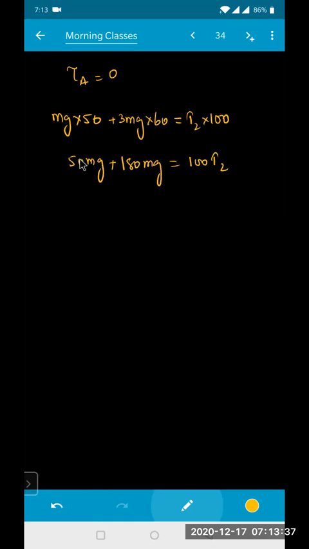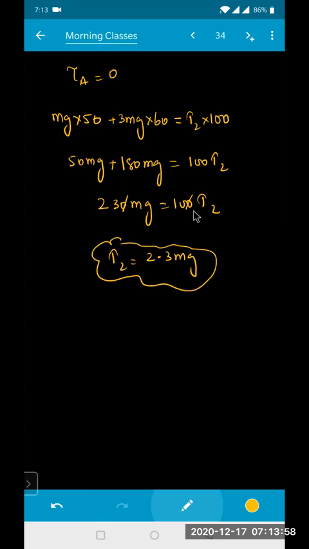So ఇదెంత అవుతుందండి? 180 plus 50 ఎంత? 230 mg. That is equal to 100 T2. The zeros cancel, so T2 will be equal to 2.3 mg. ఈ 10 ఇక్కడ కిందకి వచ్చేస్తుంది కదా. 23 divided by 10 is 2.3 times mg.